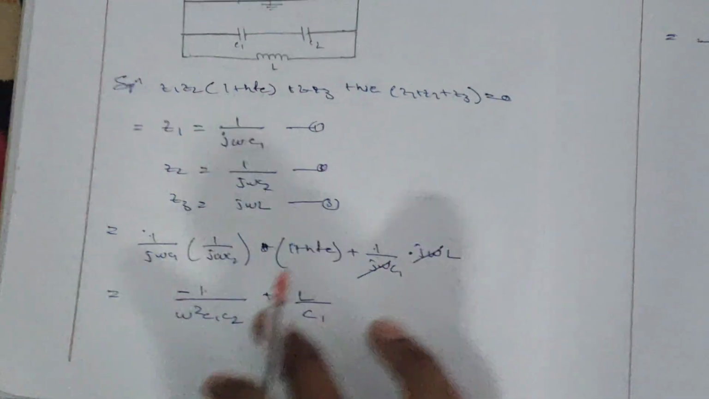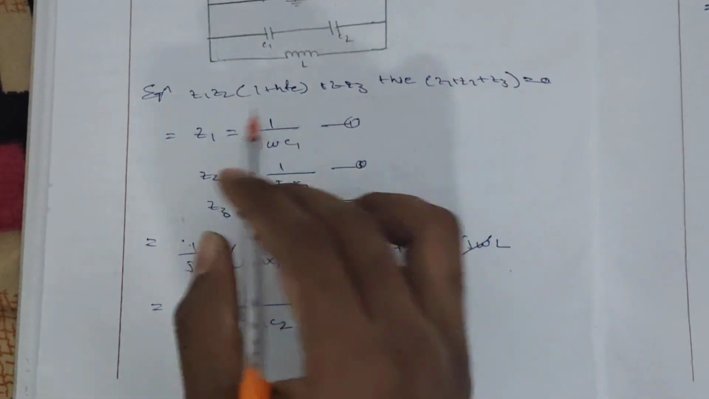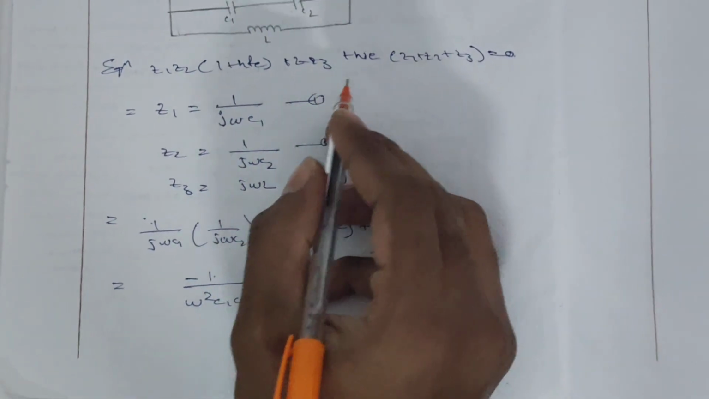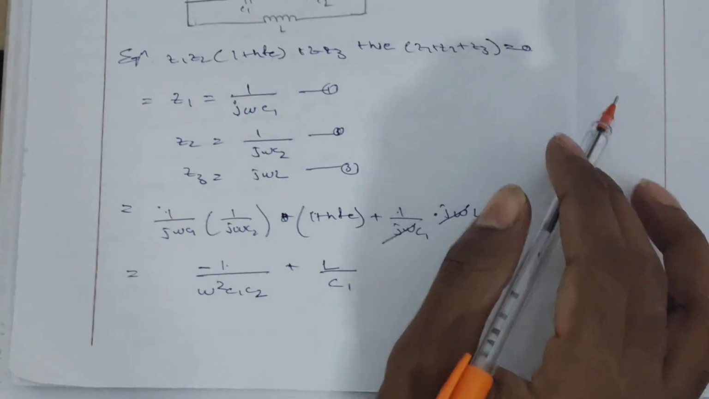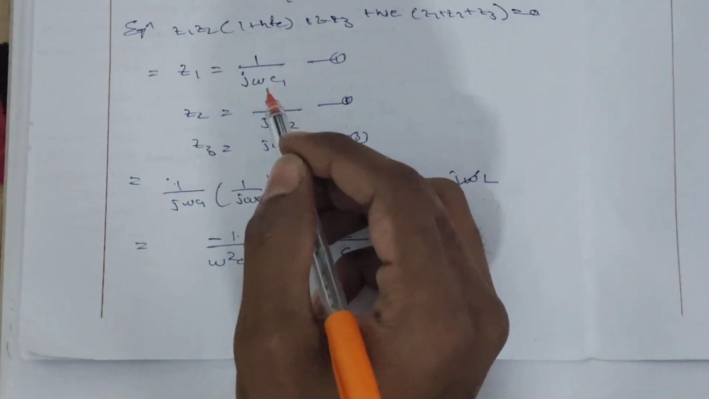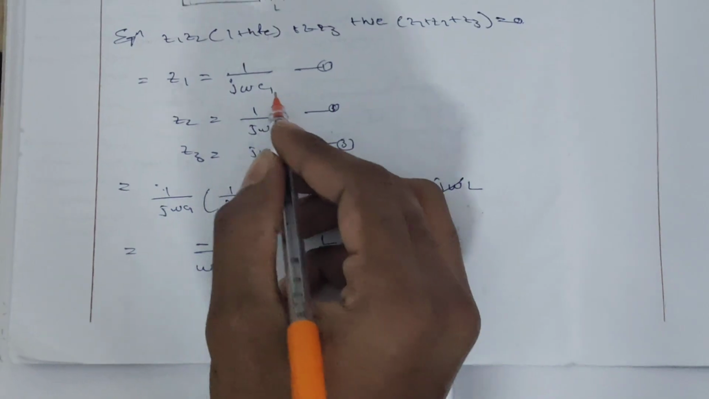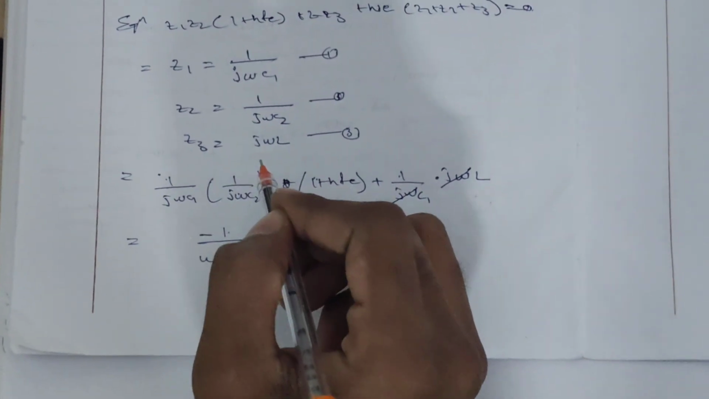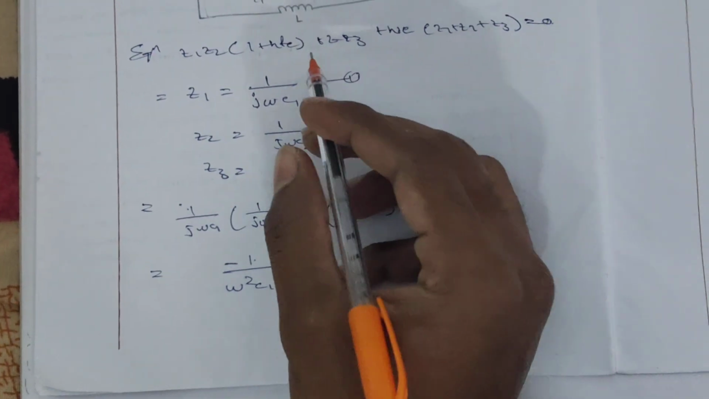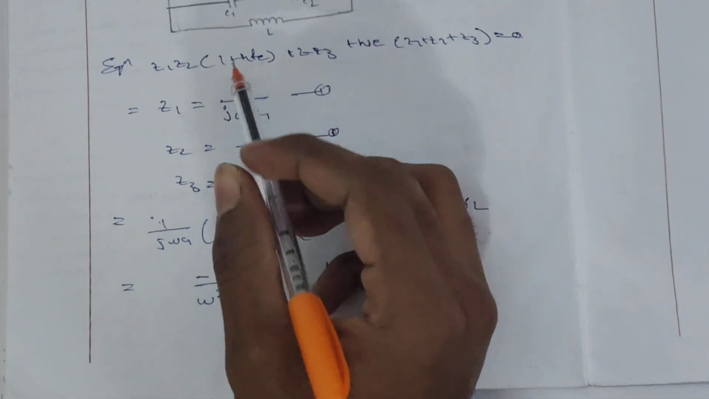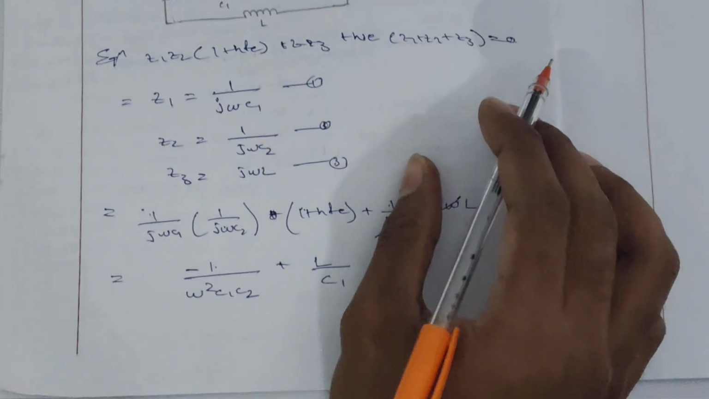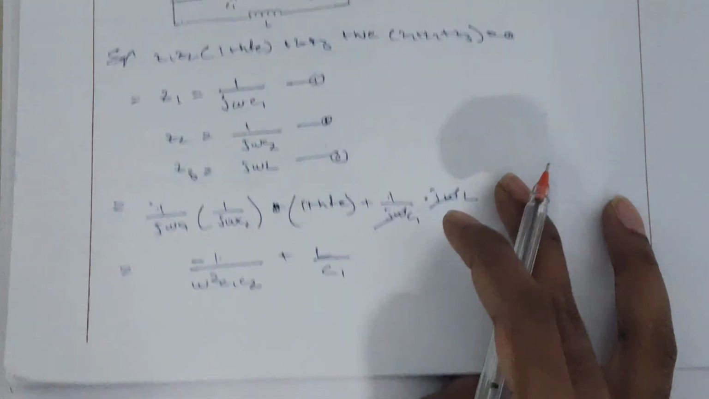Now the general impedance equation is: Z1 Z2 (1 + HIE) + Z1 Z3 + HIE Z1 (Z2 + Z3) = 0. Z1 is not directly considered as C1. Instead, we consider it as 1 by j omega C1, and the inductor is written as j omega L. Here there is only a single inductor, so we write L, and there are two capacitors, C1 and C2. Now we can solve the equation.